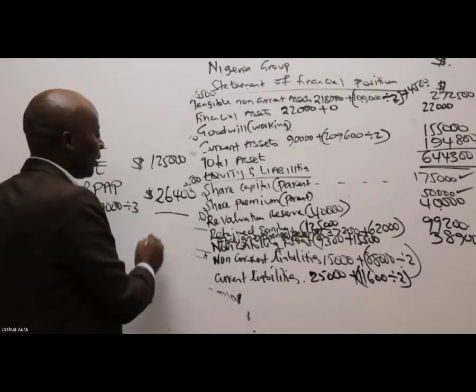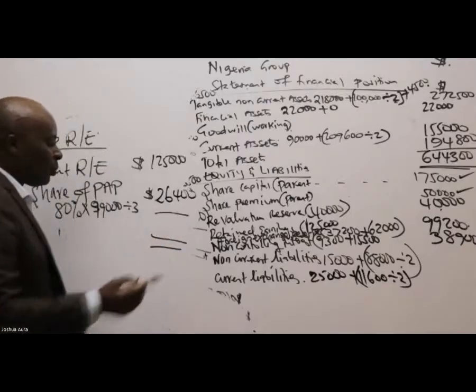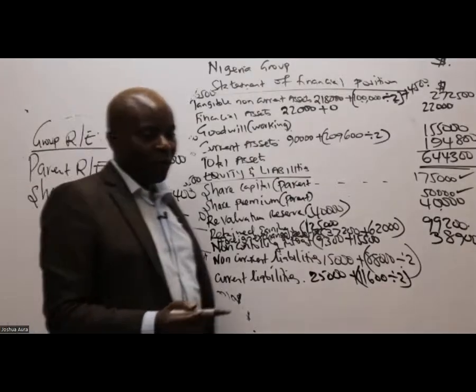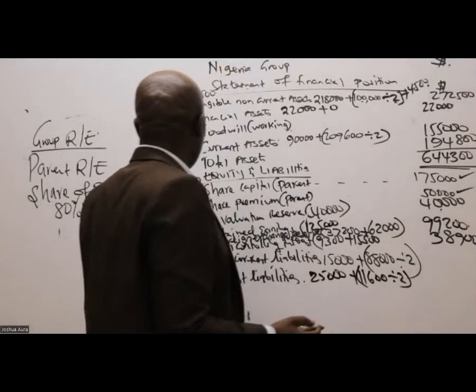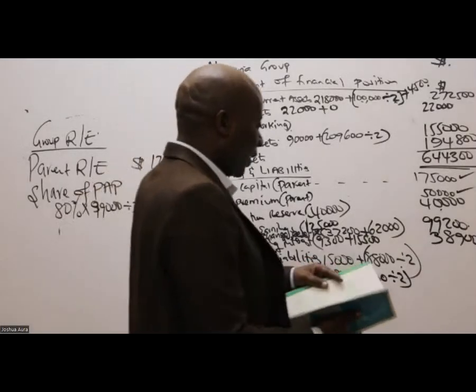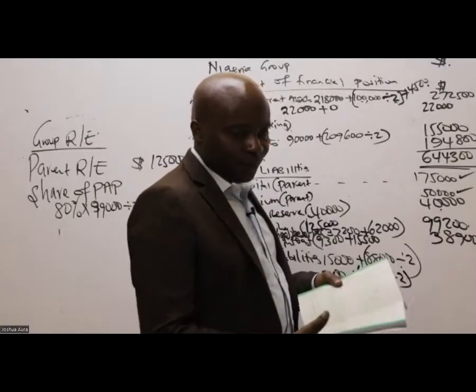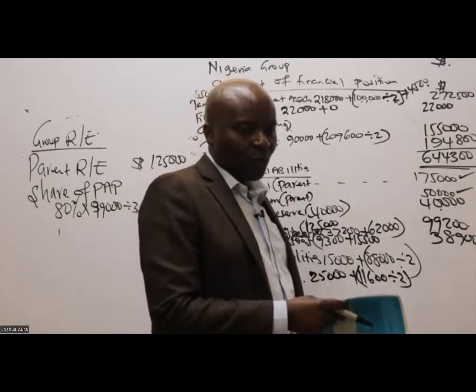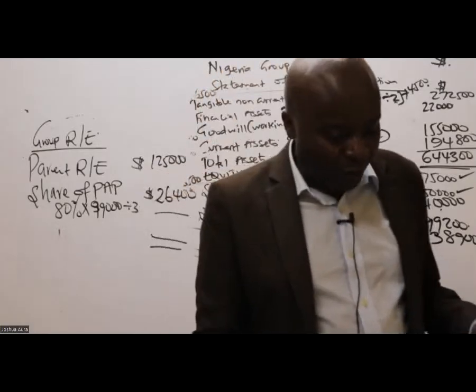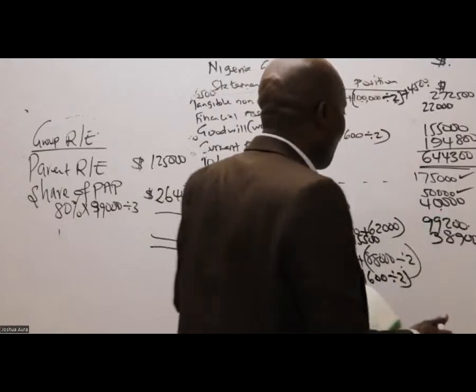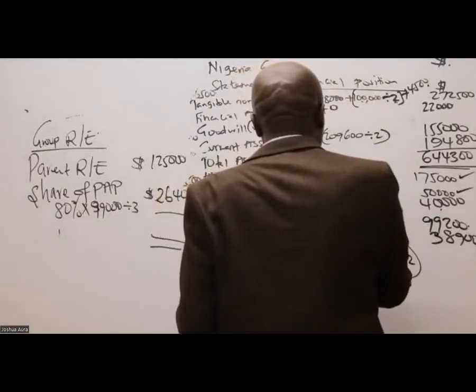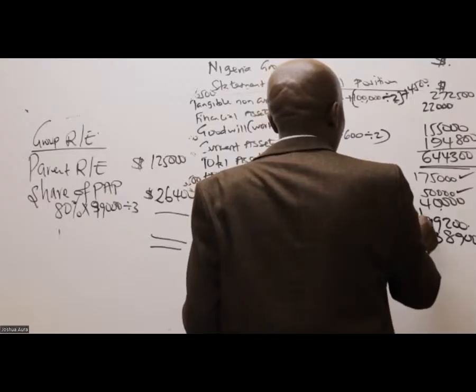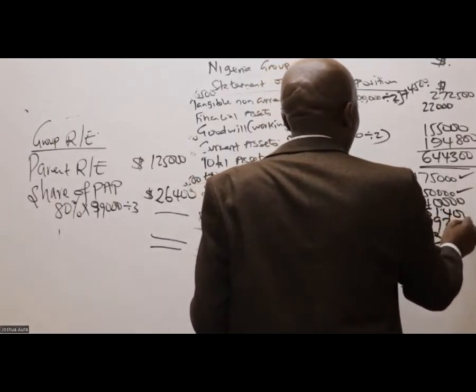So please add here and give me the group retained earnings. If you add the two, what is the figure that we have for the group retained earnings? It comes to 151,400. So now here we have 151,400. Please try to squeeze it somewhere there.